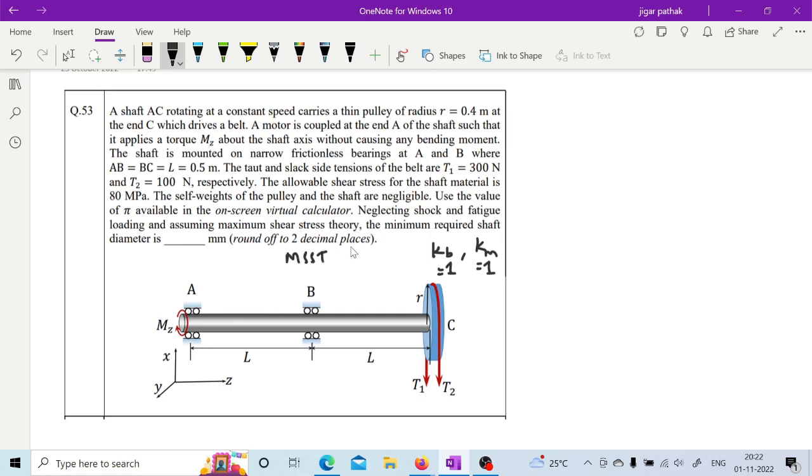You can first calculate the torque based on the tensions provided. From that you have T1 minus T2 into R, so that is 80 Newton meter. Yes sir, 80,000 Newton mm. So 80 into 10 raised to 3 Newton mm, you can say.